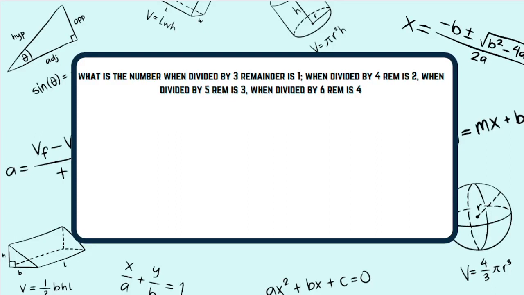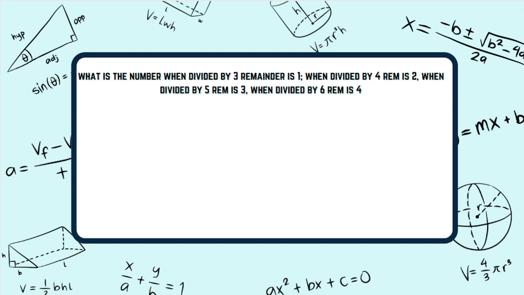In today's video, we're going to be solving a problem that says, what is the number when divided by 3 the remainder is 1, when divided by 4 the remainder is 2, when divided by 5 the remainder is 3, and when divided by 6 the remainder is 4. So this is the problem we're going to be solving.